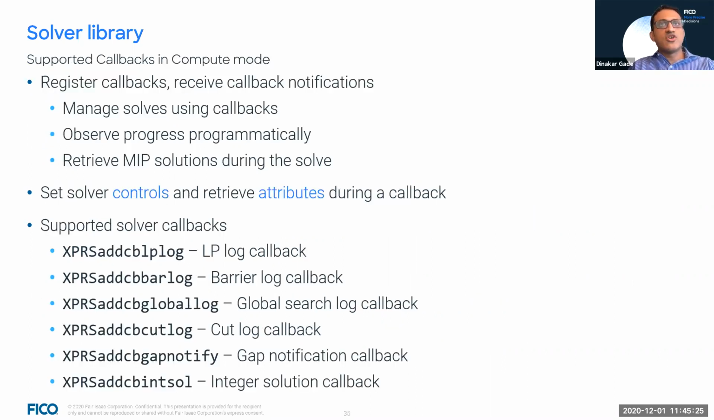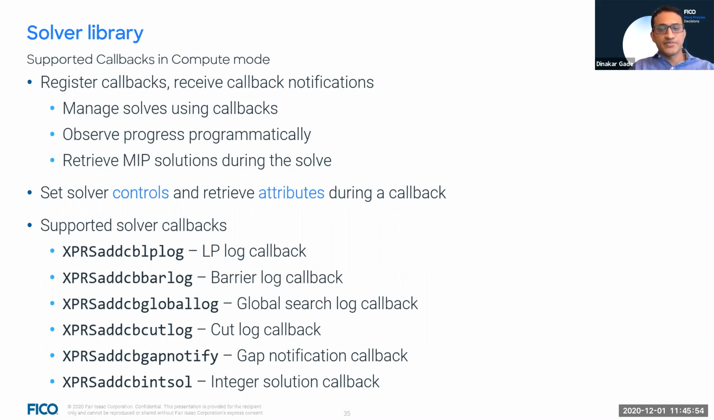A certain subset of callback functions are supported in the remote mode. These include the logging callbacks, so LP, barrier, global, and cut log logging callbacks, and also the gap notification callback. This callback is fired when a pre-specified gap is reached. And also supported is the integer solution callback, and this callback is fired whenever an integer solution is found.